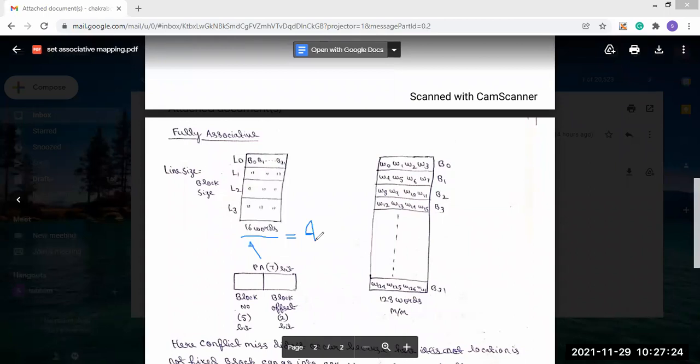Now the difference is this. In direct mapping we use the k mod n formula, which specifies which block should go to which line of the cache. But this position fixed issue is the disadvantage, where the conflict miss occurred. So in fully associative mapping there is no concept of the k mod n formula. That means any block can go anywhere.